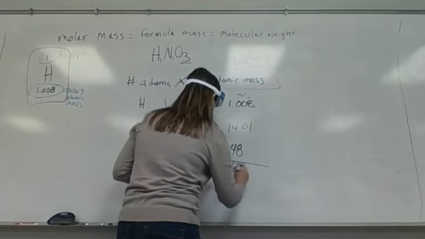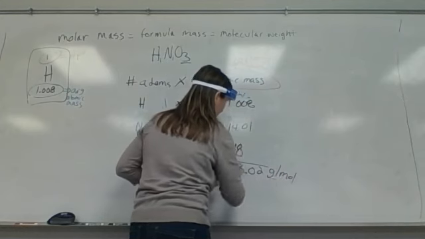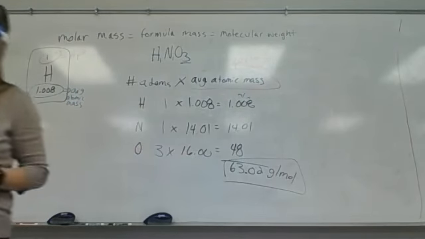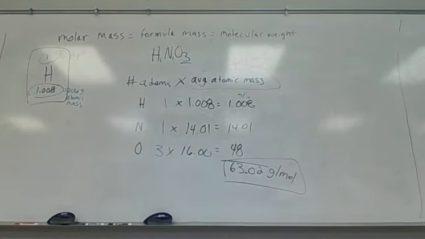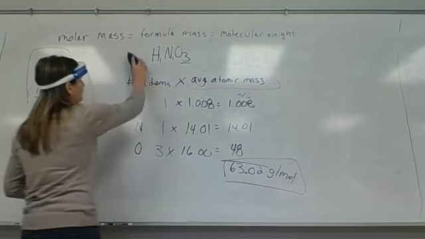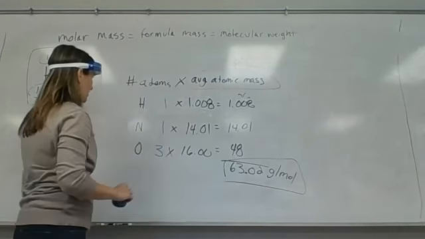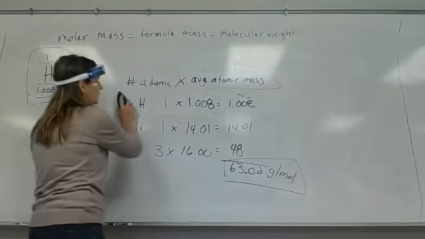Getting a total of 63.02. My units are going to be grams per mole. All right, so let's try one more, and then we'll look at using these molar masses in calculations next video.